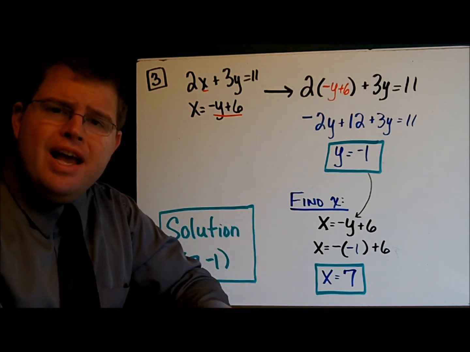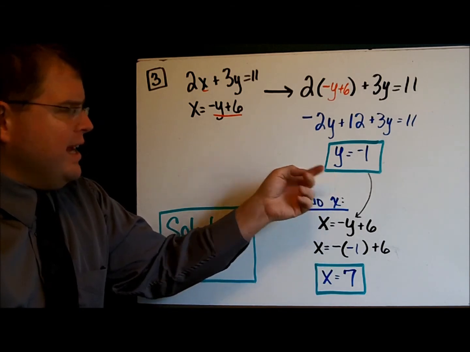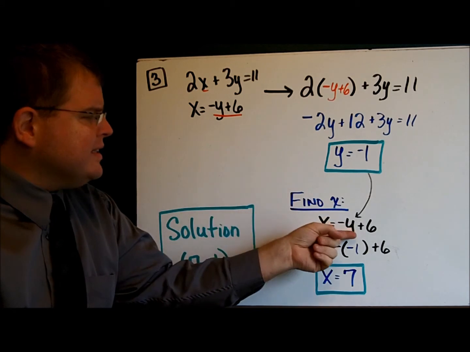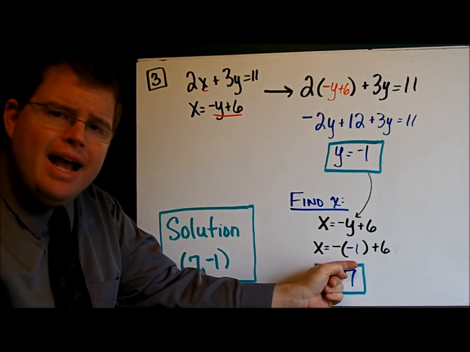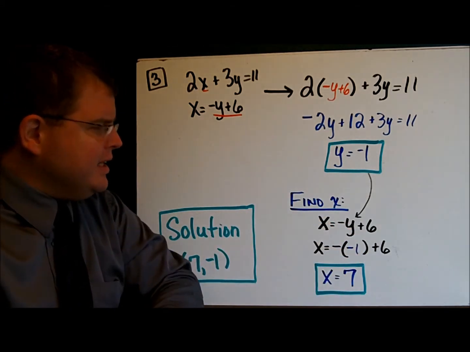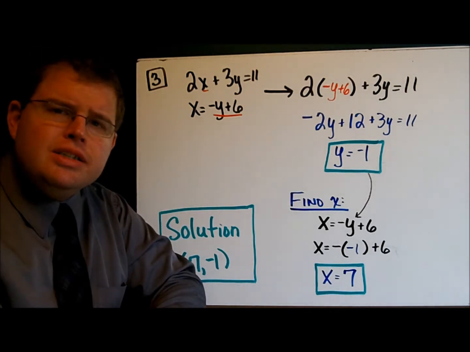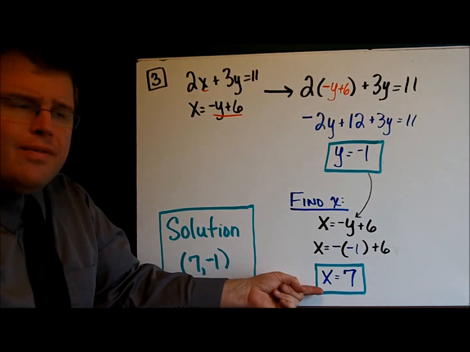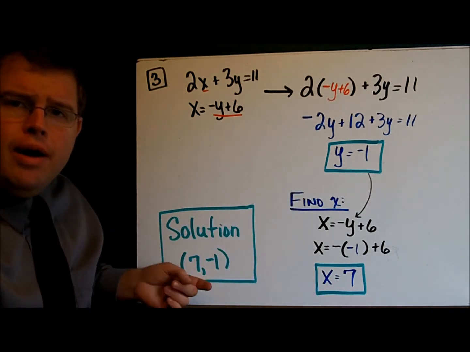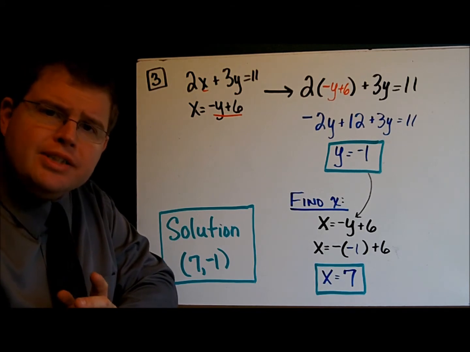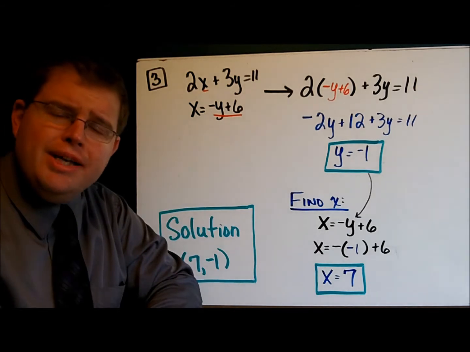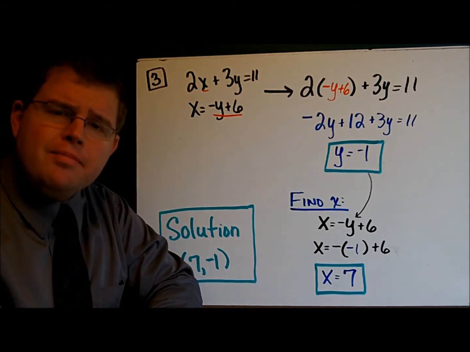Once again, we have to have both an x and a y value. So, since we know that y is negative 1, and x equals negative y plus 6, I can just plug in my y value to find out that x equals 7. So, I now know that the solution to this system is the point x equals 7, y equals negative 1. That's the point where the graphs would intersect, and those are the two numbers that I can plug into both of these original equations, and they'll be true at the same time.